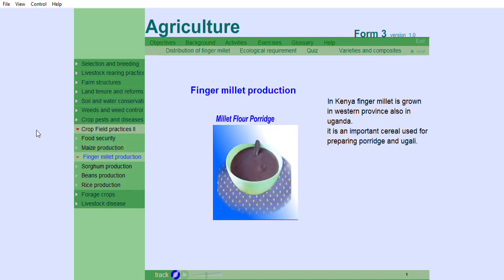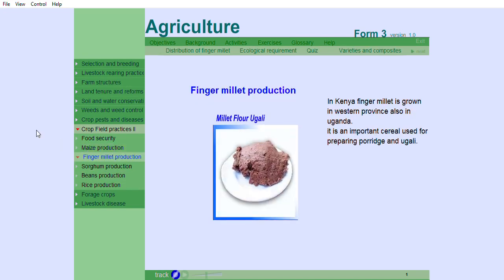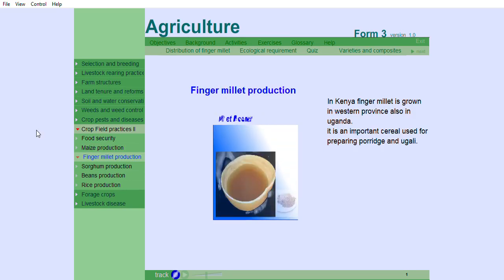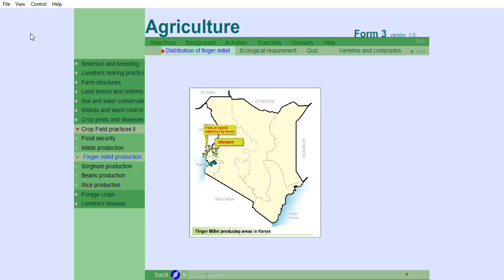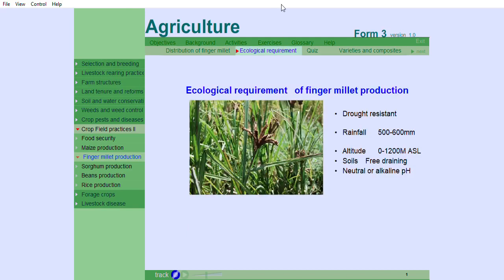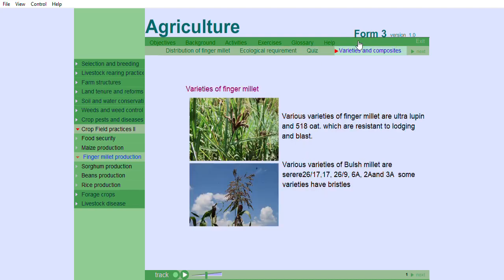Finger millet production. Various uses of finger millet. It is an important cereal used for preparing porridge and ugali. Varieties. Various varieties of finger millet are Ultra Lupine and 518 Ot, which are resistant to lodging and blast.